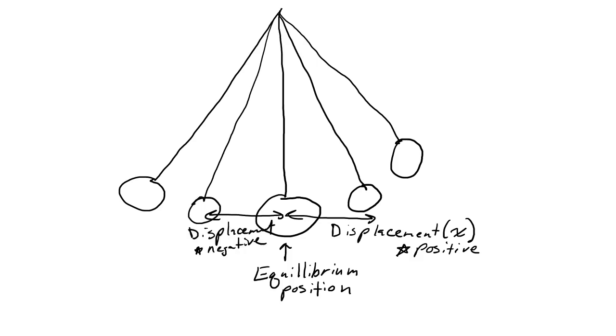When my pendulum is swung as far as it can swing, so this position here, all the way out as far as it can swing, this is what's called the amplitude. The amplitude is the maximum displacement that my pendulum bob, or my particle that's oscillating, can have from the equilibrium position.